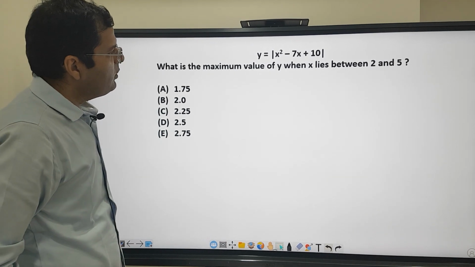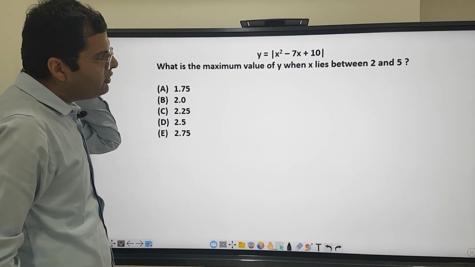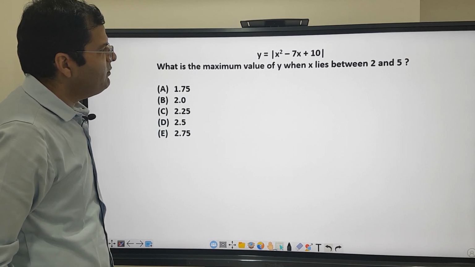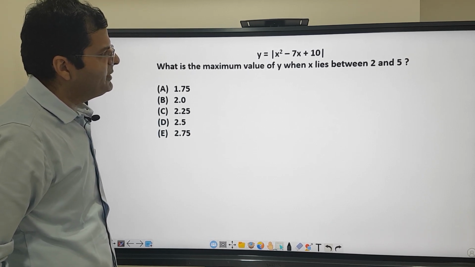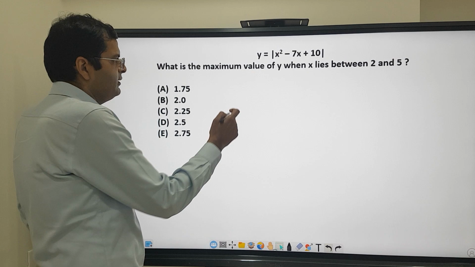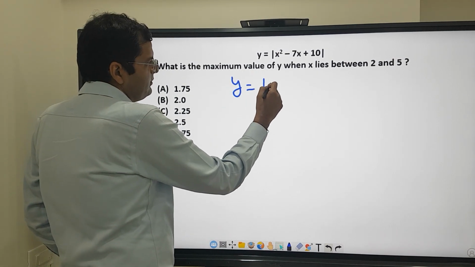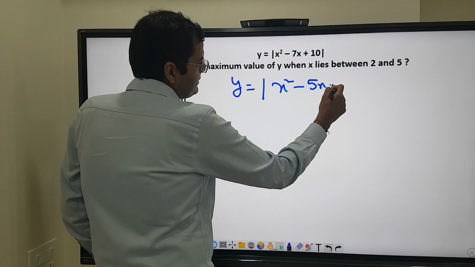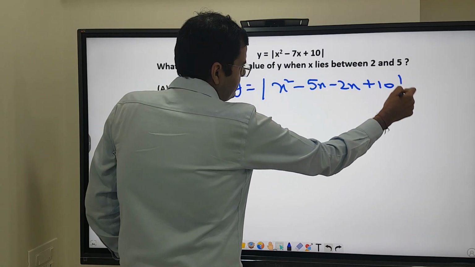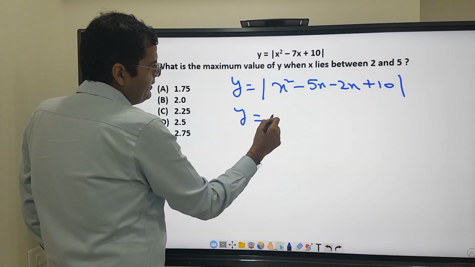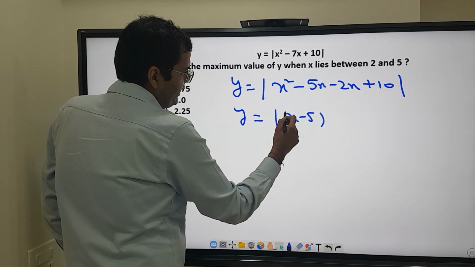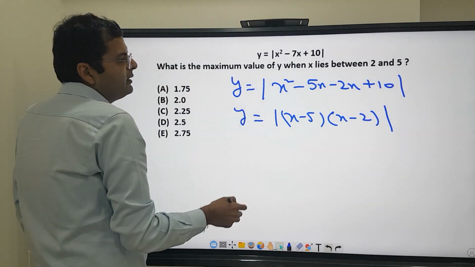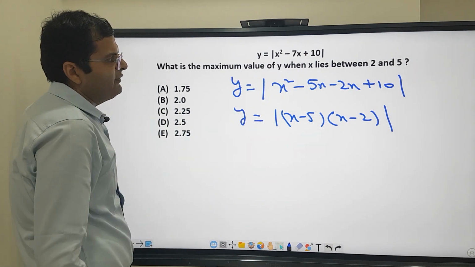So the question says y is equal to the absolute value of x square minus 7x plus 10. What is the maximum value of y when x lies between 2 and 5? I can write this as y is equal to the absolute value of x square minus 5x minus 2x plus 10. So y will be the absolute value of (x minus 5) into (x minus 2), because that is x square minus 7x plus 10.